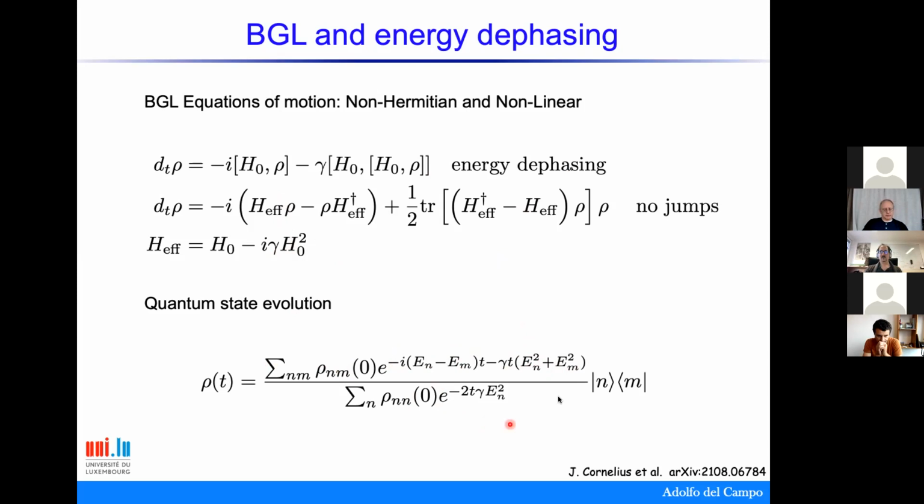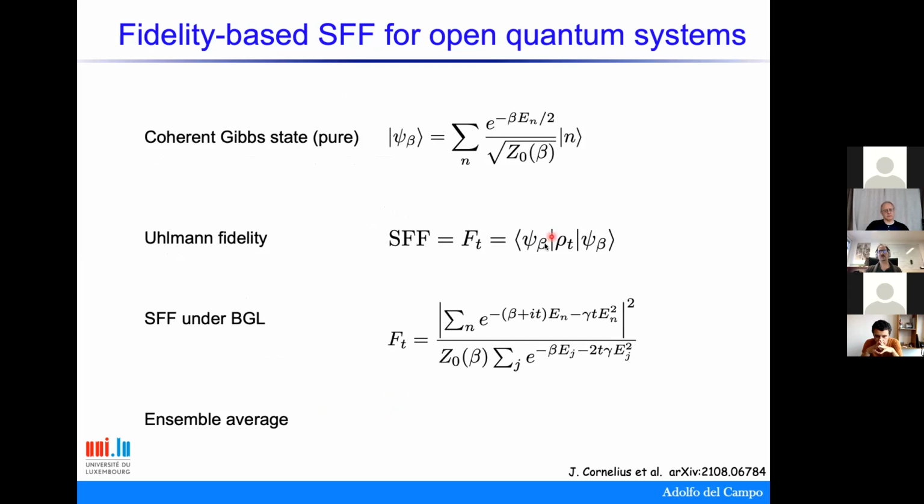So this is a time-dependent density matrix. This is a simple case. I don't have to worry about left and right eigenvectors. This is a time-dependent state. I can now use my definition of the spectral form factor and consider a coherent Gibbs state, look at the time-dependent state, and look at the survival probability of the time-dependent state on the initial state. And what I find is that the natural generalization of the spectral form factor under energy dephasing subject to balanced gain and loss is given by this expression. Well, it's particularly simple, I would say.